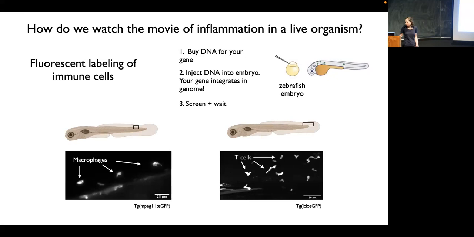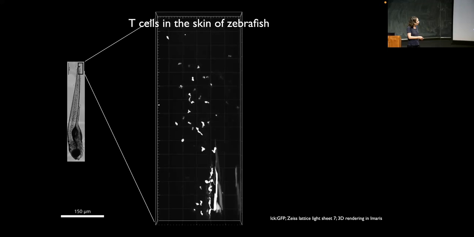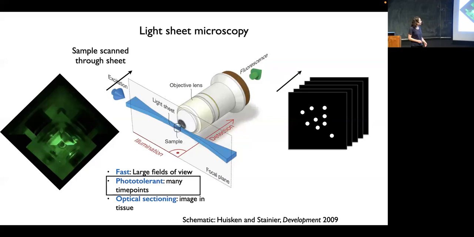So now we can look at them inside the organism. For example, this is T cells live in skin. We're looking at the side of the tail fin here. And these guys live in two layers of skin. They live on the top and the bottom of the fin. This volume scan here. One of the other really neat things is that there have been a lot of recent advances in fluorescence microscopy that now enable us to watch behavior of some of these cells over long periods of time in relatively large areas of tissue.